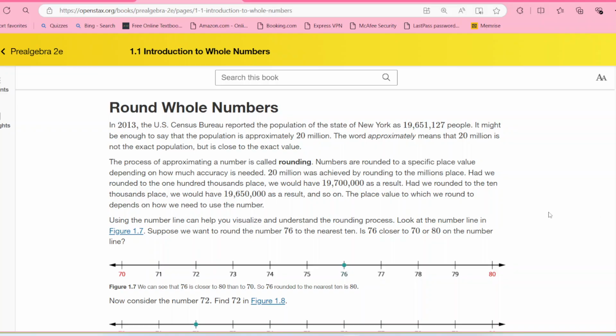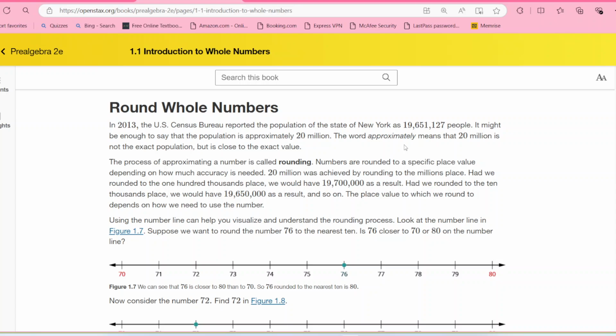Here we are at OpenStax.org, Prealgebra, second edition, section 1.1, Introduction to Whole Numbers, and the heading Round Whole Numbers. In 2013, the U.S. Census Bureau reported the population of the state of New York as 19,651,127 people. It might be enough to say that the population is approximately 20 million.